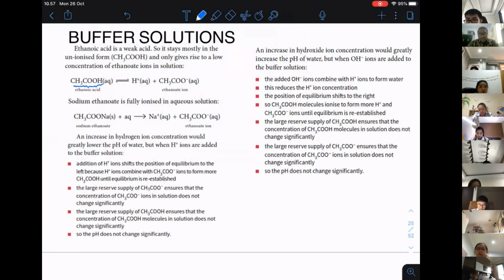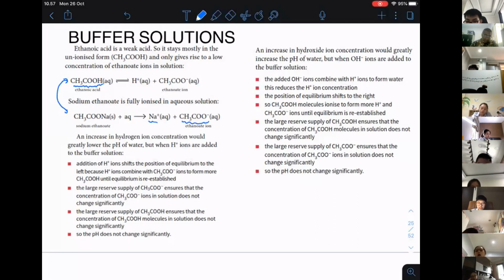But when we are using an acidic buffer, you must use it together with the salt of the weak acid. The salt of the weak acid that we are going to use is sodium ethanoate. But do remember, sodium ethanoate is fully ionized in aqueous solution. This one we have discussed earlier. So it means they do not stay in this form. They like to stay in this form. So there is a lot of ethanoate ion.